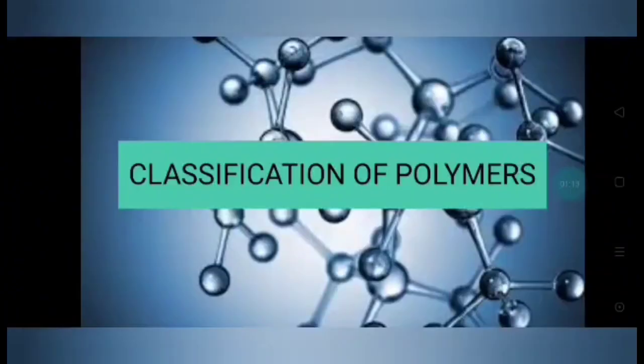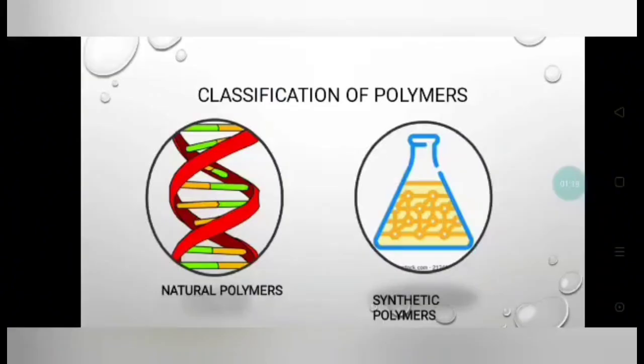So now let's go to the classification of polymers. There are two classifications of polymers, natural polymers and synthetic polymers. The natural polymers occur in nature and can be extracted. They are often water-based. For example, silk, wool, DNA, and cellulose. So natural polymers are those that occur naturally and are found in living things such as plants and animals.